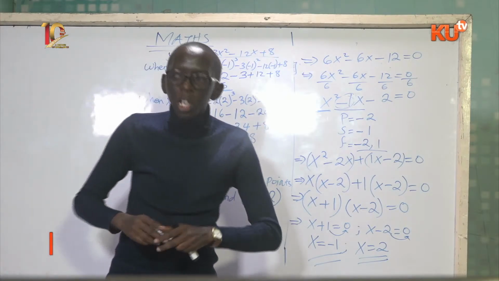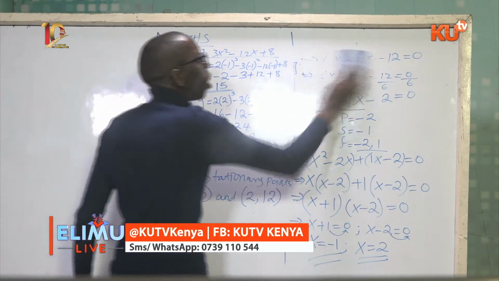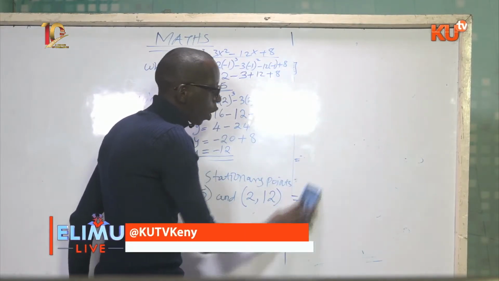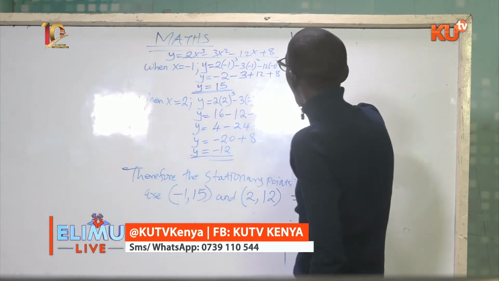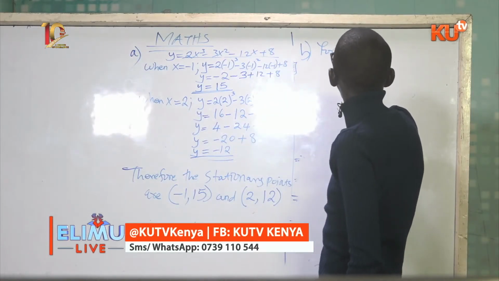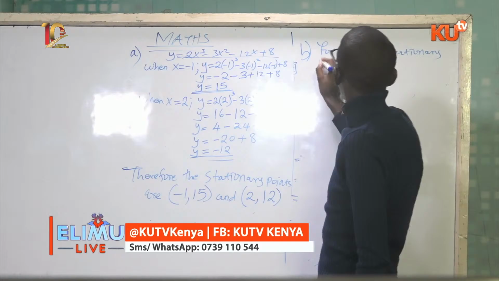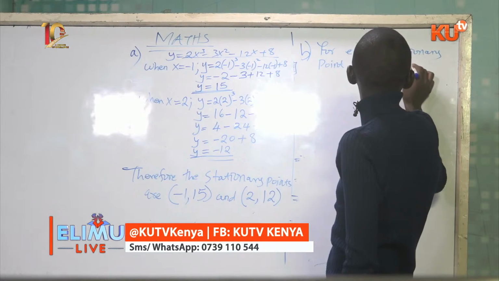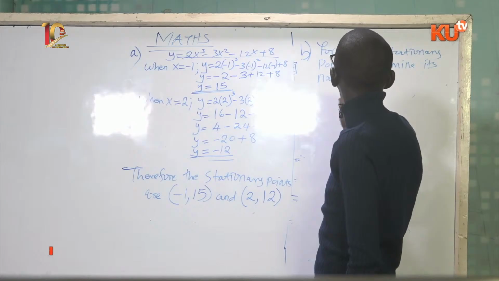Part B of the question is, for each stationary point, determine its nature. So that was question A that we did. So question B, for each stationary point, determine its nature. Solution.